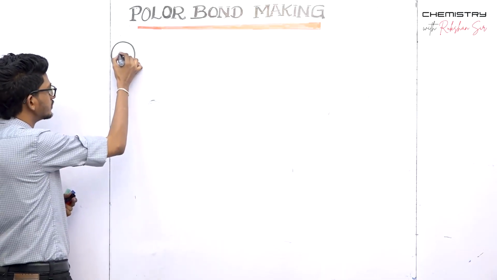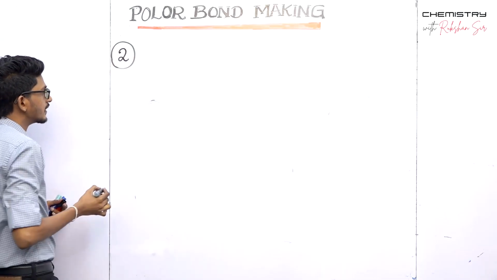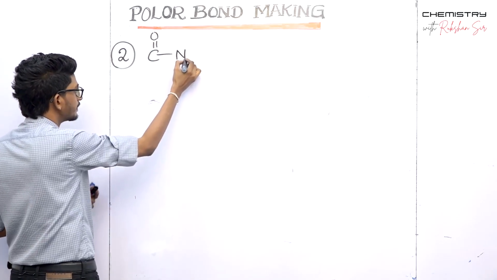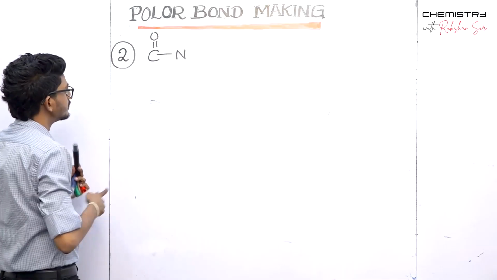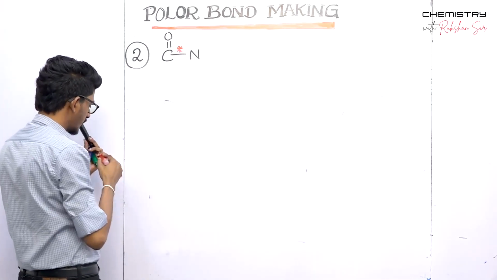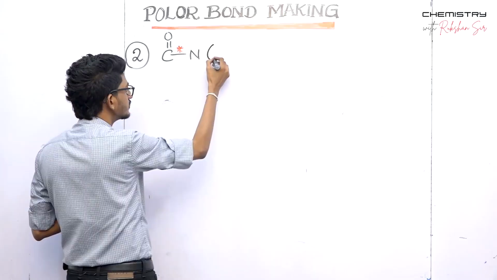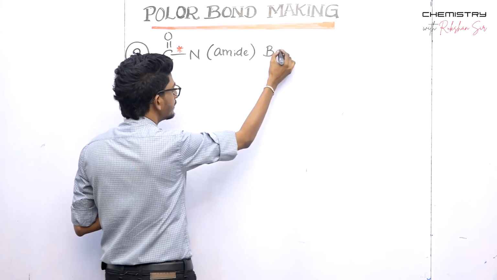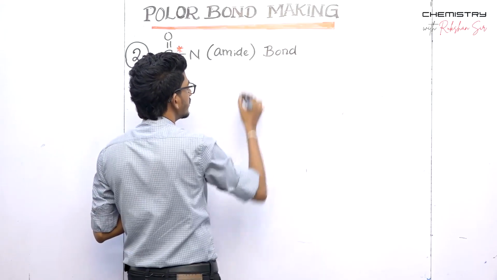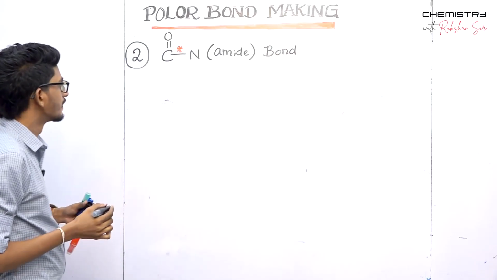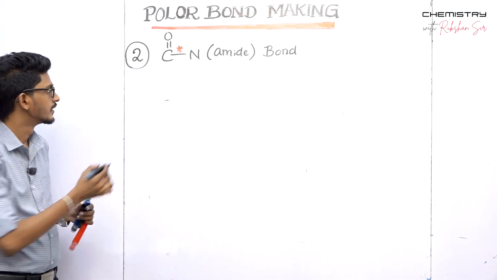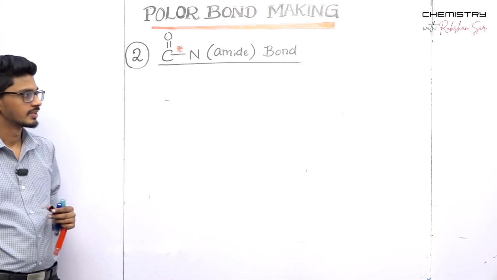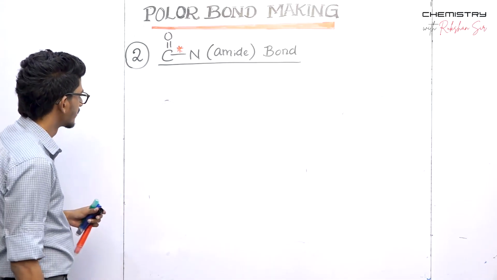Polar bond making number 2 is the amide bond. See this one. This bond is referred to as the amide bond. First let's discuss how to produce the amide bond, the theory behind that.